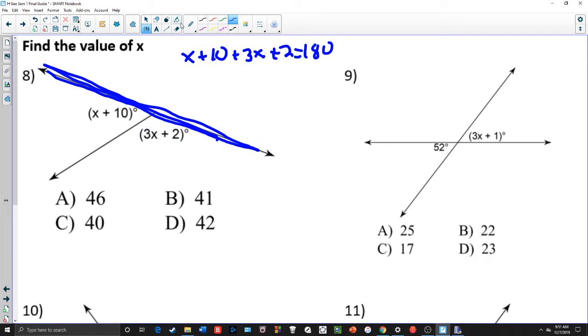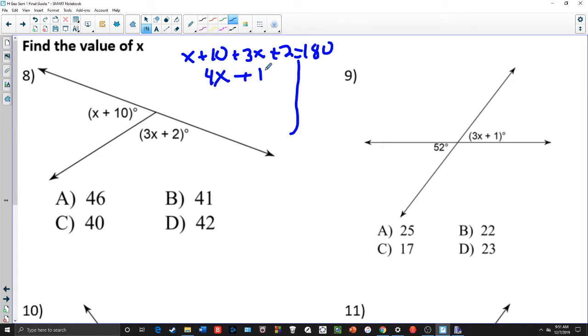They're called a linear pair because they're side by side and they make a nice straight line down on the bottom. But once we know that they make a half circle or a straight line, we can go ahead and solve it using algebra. So x plus 3x is 4x, 10 plus 2 is 12, equals 180.